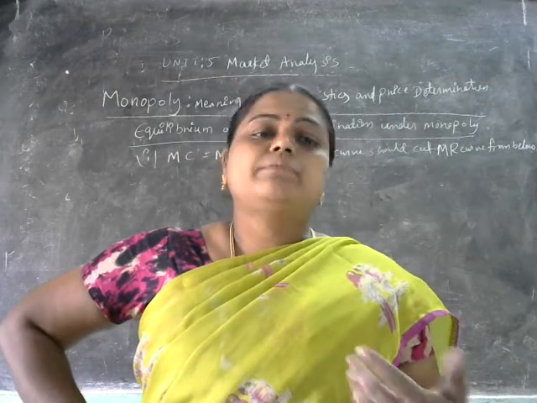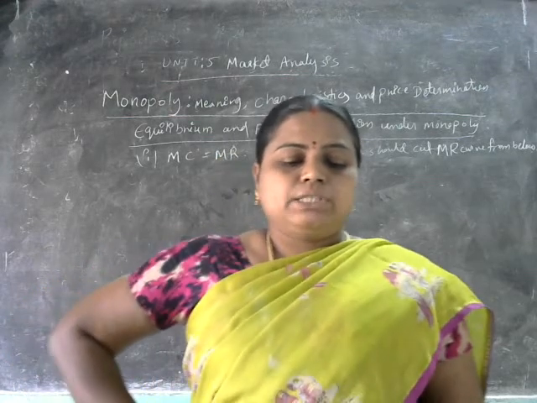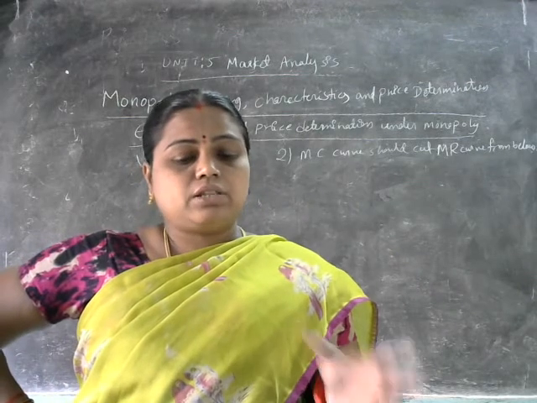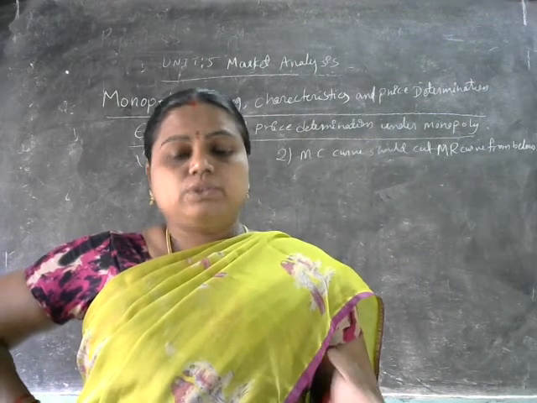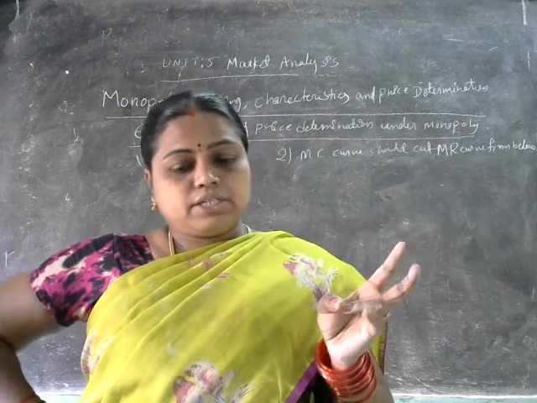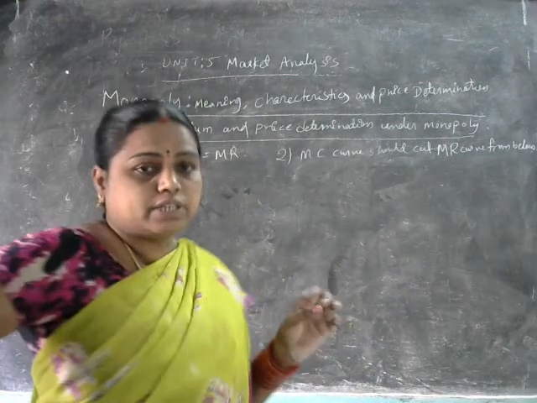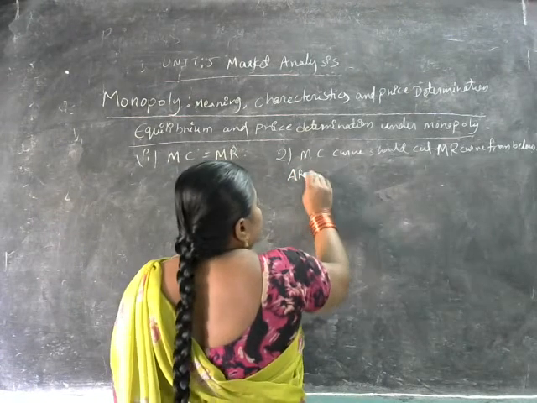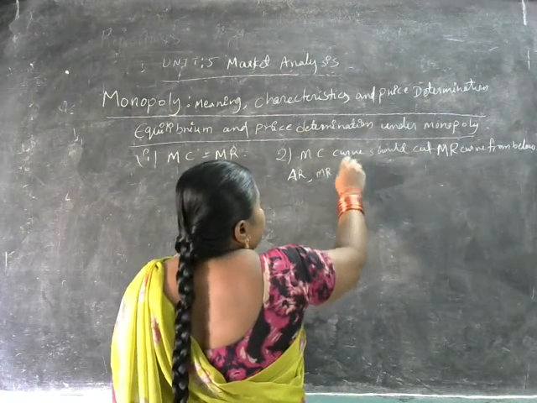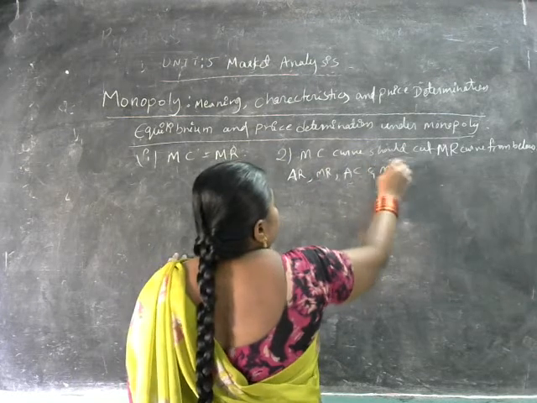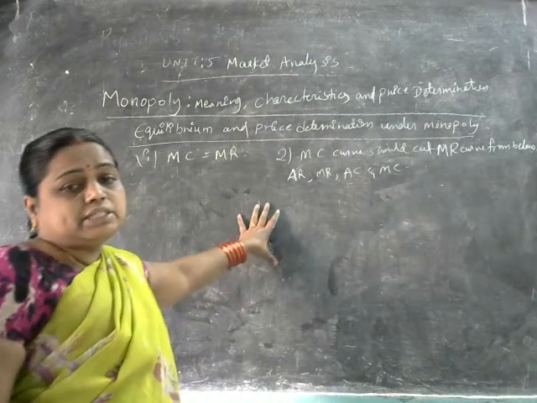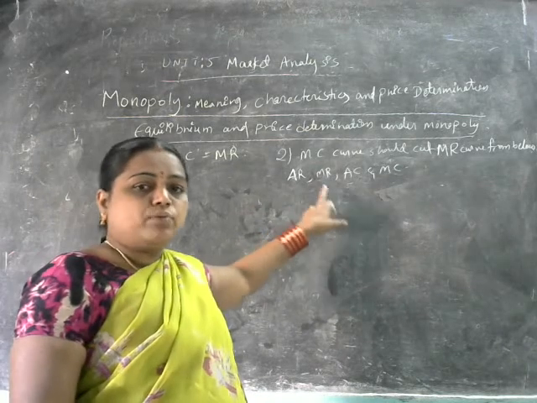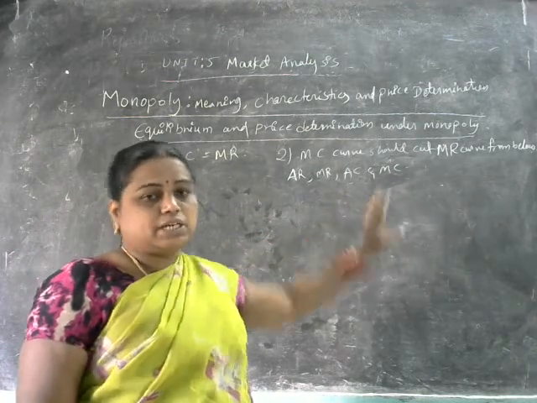Sometimes it may be satisfied, sometimes it will not be satisfied here. So price determination under monopoly is done with the use of average revenue, marginal revenue, average cost and marginal cost here. Based on this, price determination under monopoly is going to be done using average revenue, marginal revenue, average cost and marginal cost.